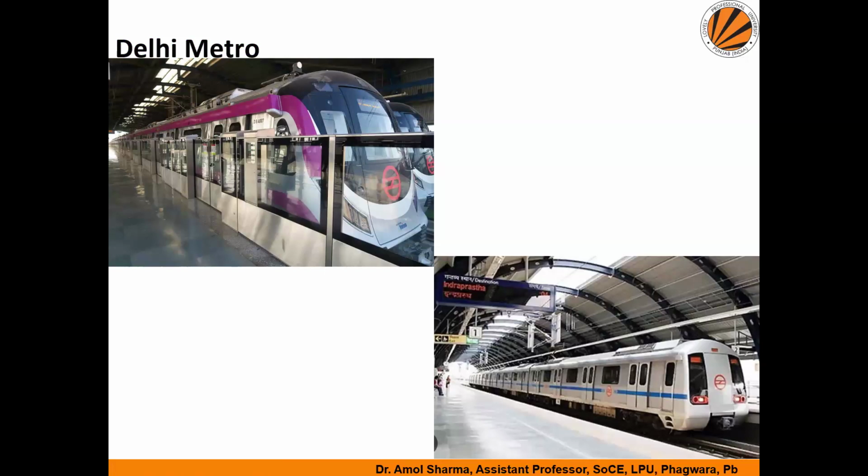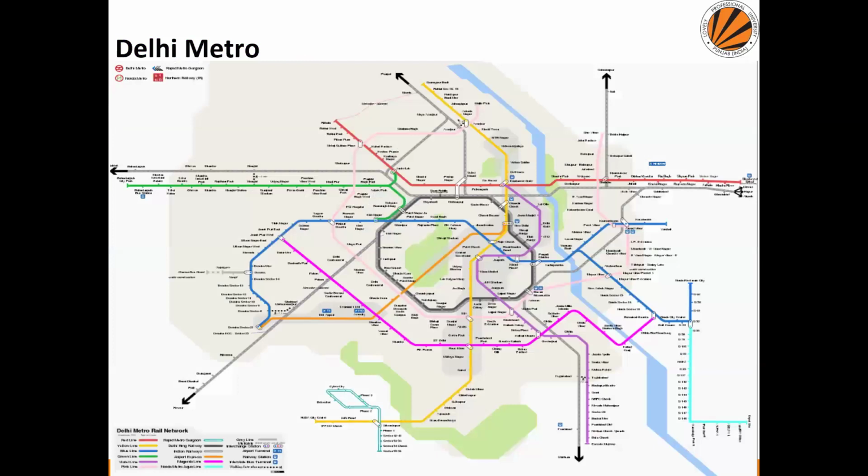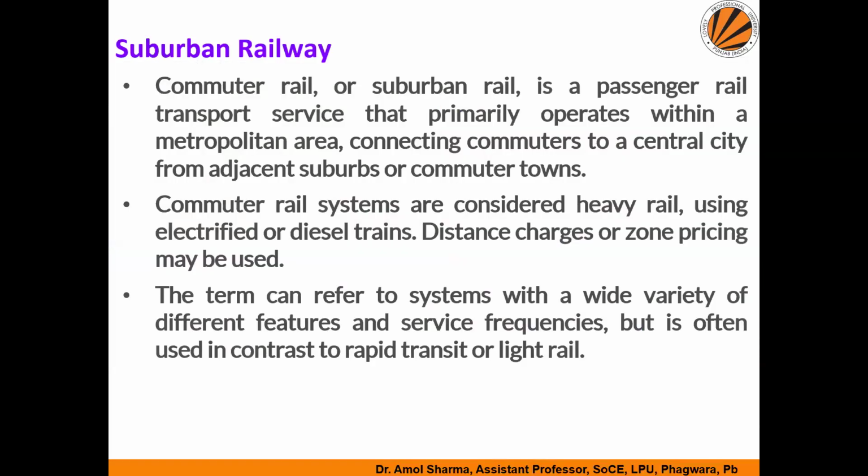Now, the next urban rail transit network is known as suburban railway. Let us understand what is a suburban railway network. It is a passenger transport service that operates within a metropolitan area, connecting the commuters from a central city to adjoining suburbs and adjoining towns. An example of such kind of system is the Mumbai Suburban Railway.